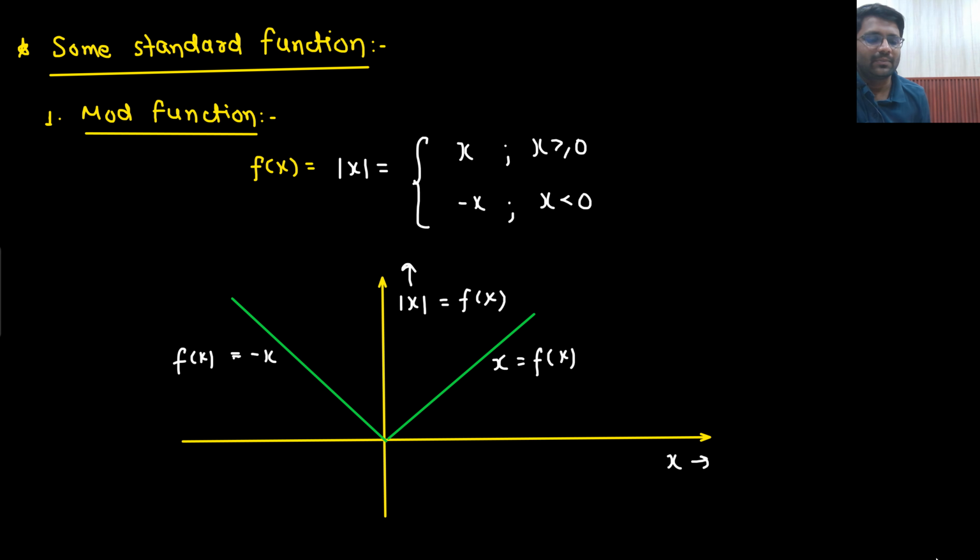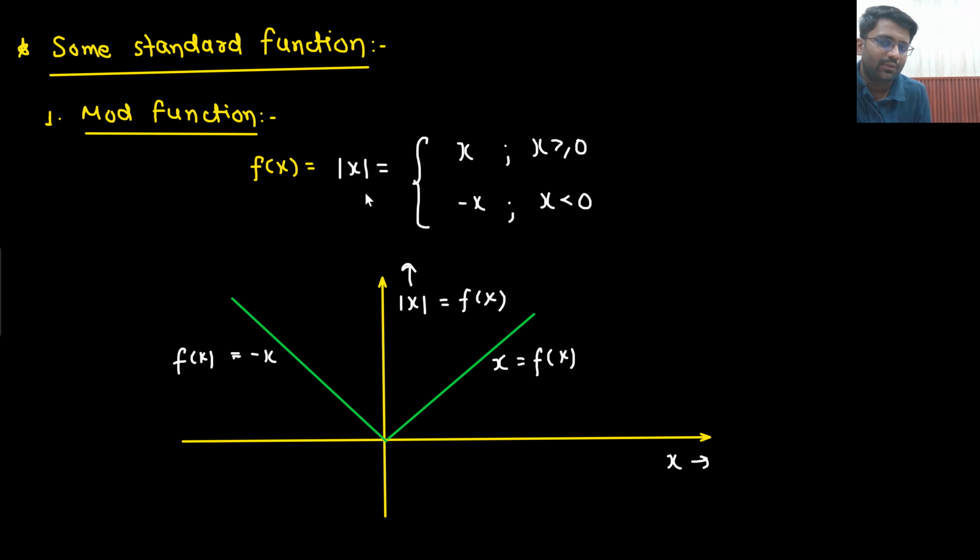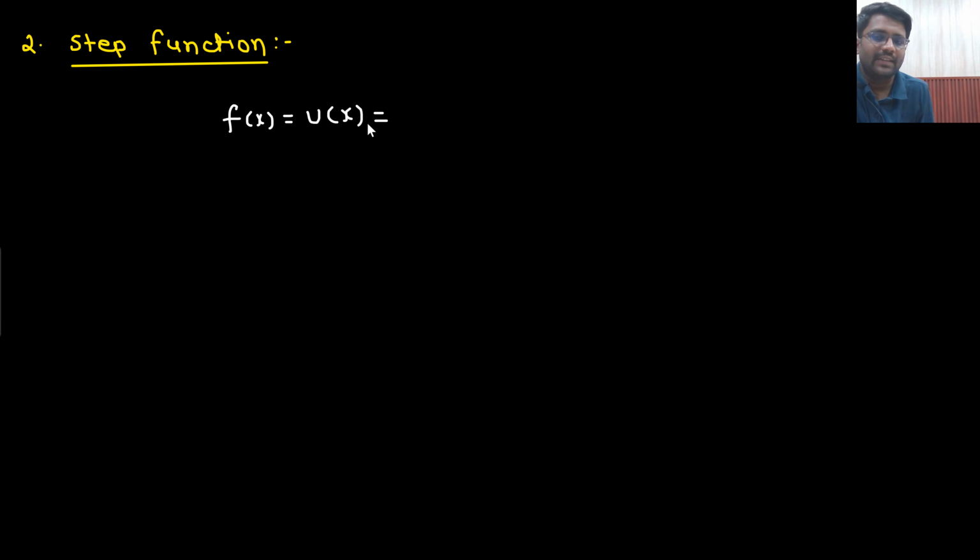Now there is something which you did not study, that is known as the step function. What is the meaning of step function? The step function is represented by u of x. This is the way of representing. Like, what was the way of representing mod of x? Two vertical lines. What is the way of representing the step function? It will be represented by u of x, which equals 1 for x greater than 0 and 0 for x less than 0.